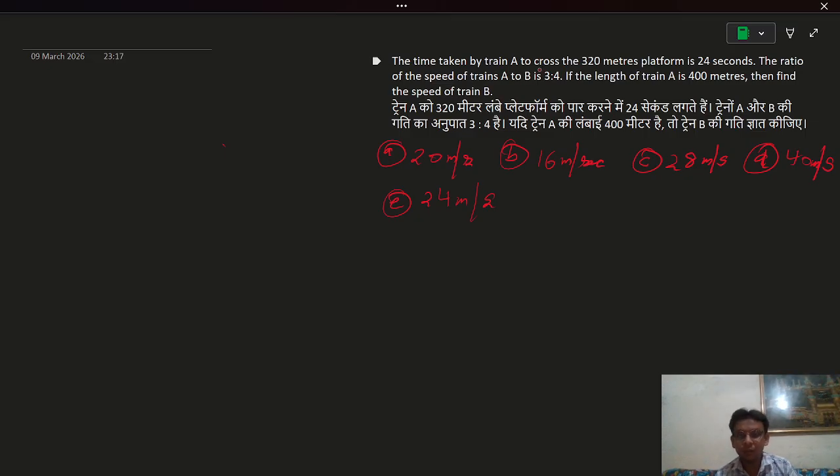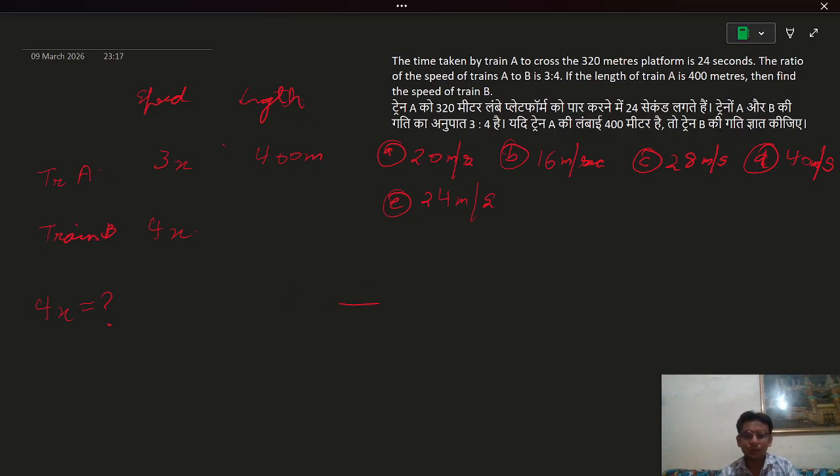The time taken by train A to cross a 320 meter platform is 24 seconds. Train A speed, length. If the length of the train is 400 meters, then find the speed of train B. Train A, train B. The ratio of their speeds is given as 3 and 4. So let's take it as 3x, and let's take its speed as 4x. Now, if I had to find out the speed of train B, 4x, what will be the value of 4x?